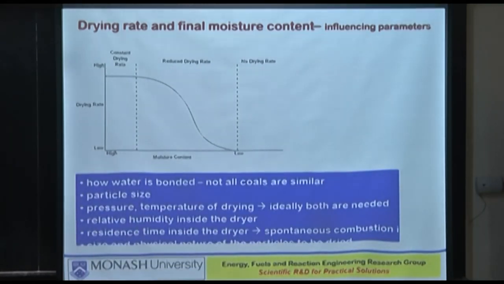So the take-home message from all these slides is that how water is bonded, knowledge of that, is extremely important. It's good for you, important for your modeling too. The particle size of the coal, as you would expect, the larger the coal is, the more are the chances of capillary water remaining there. But if you can break the big ones into smaller ones, perhaps, hopefully, you will be breaking the capillaries and taking that water out during the milling process. Maybe, maybe not. Pressure and temperature of drying, ideally you need both. Relative humidity inside the dryer, and the example that I just gave, size and the physical nature of the particles to be dried. We'll see that later on.